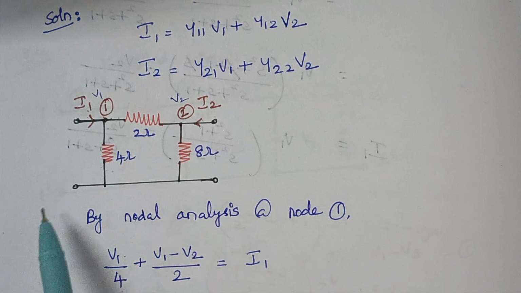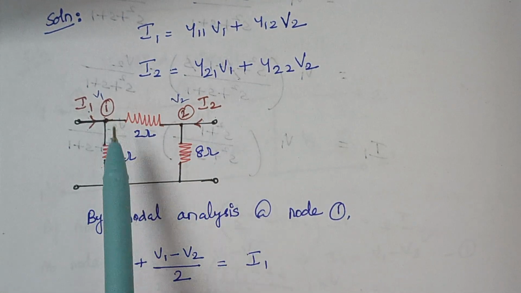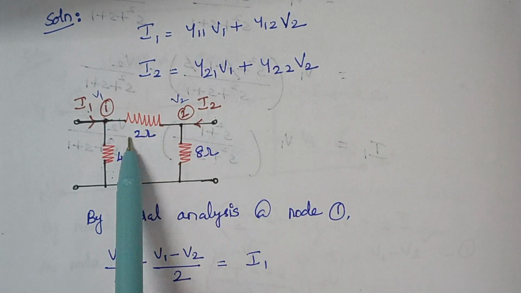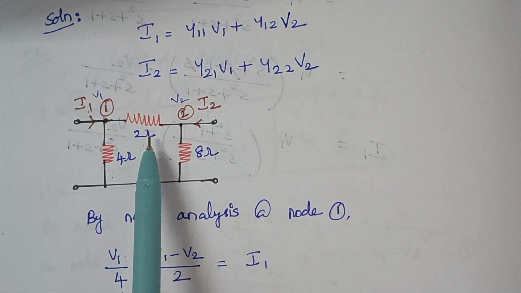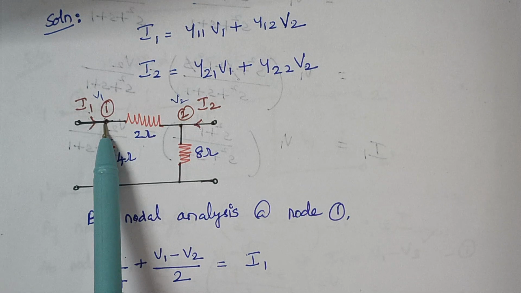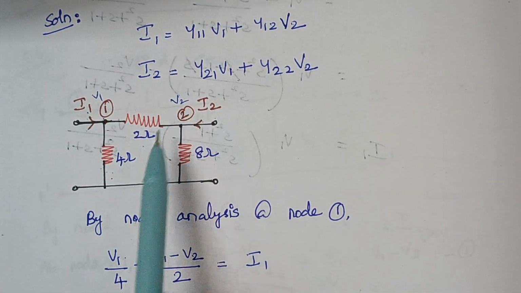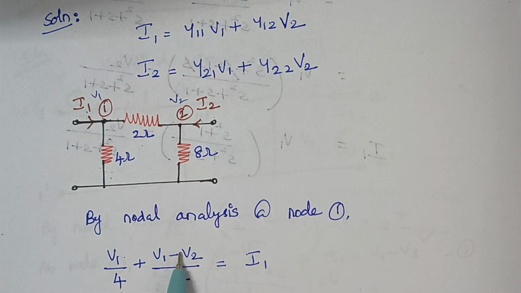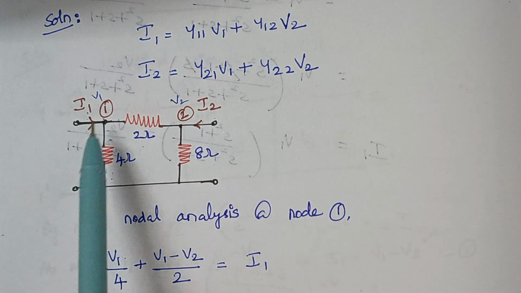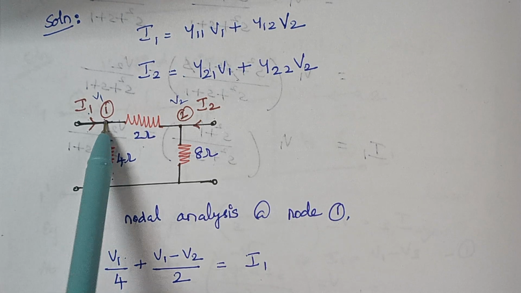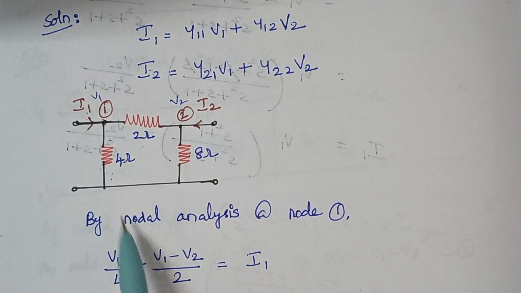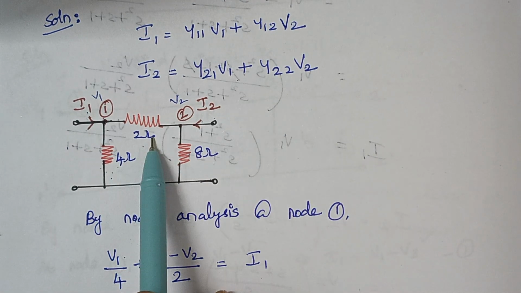So here the value of I1 is given by V1 by 4 and again between node 1 and 2 I have a 2 ohm resistor. Since we are considering node 1, you have to write it as V1 minus V2 divided by 2. Right, because we are writing in the form of current. Okay, that is I1 is the current that flows towards the node 1. And the respective resistors which are connected are 4 ohm and 2 ohm.